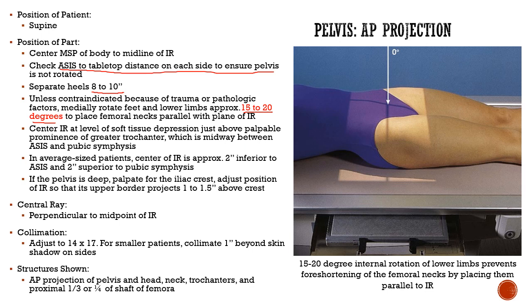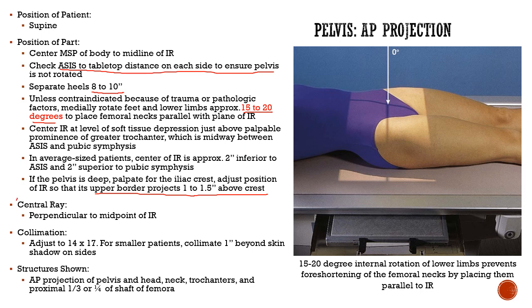We want to center the image receptor at the level of soft tissue depression, just below the palpable prominence of the greater trochanter, which is midway between the ASIS and the pubic symphysis. In average-sized patients, the center of the image receptor is approximately 2 inches inferior to the ASIS and 2 inches superior to the pubic symphysis. If the pelvis is deep, palpate for the iliac crest. Adjust the position of the image receptor so its upper border projects 1 to 1.5 inches above the crest.